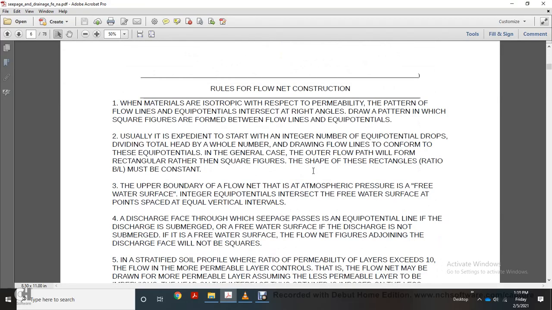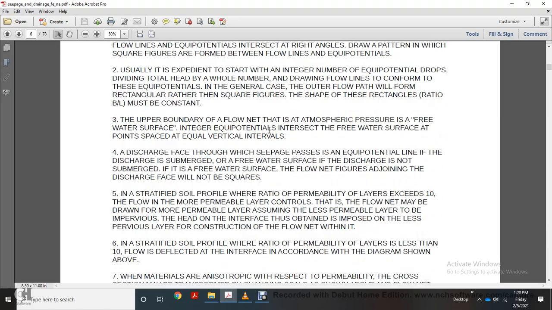Alright, rules for flow net construction. When materials are isotropic with respect to permeability, the flow lines and equipotentials intersect at right angles, and the pattern is drawn so that square figures are formed between the flow lines and equipotentials. Usually it is expedient to start with an integral number of equipotential drops, dividing the head by a whole number, and drawing the flow lines to form squares. Otherwise, the flow paths form rectangular rather than square figures. The shape ratio B over L of these rectangles must be constant.